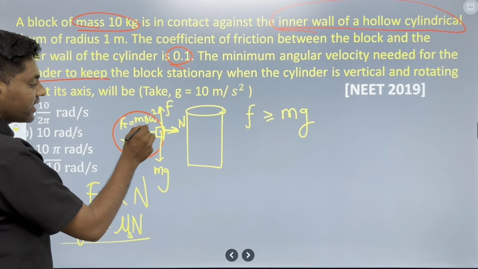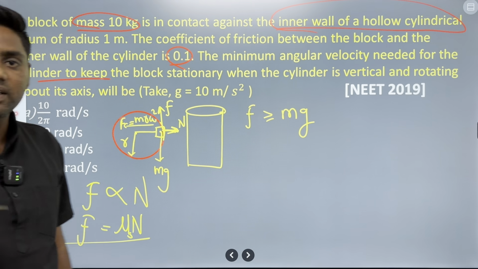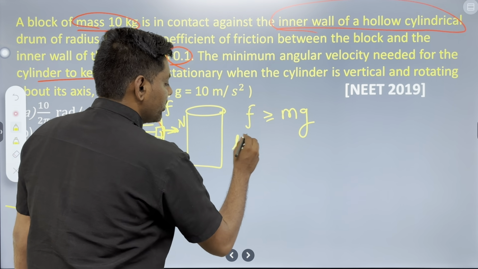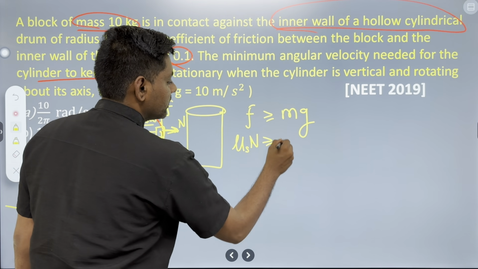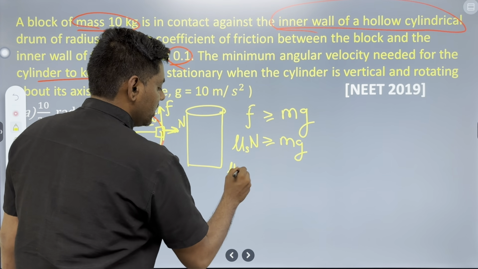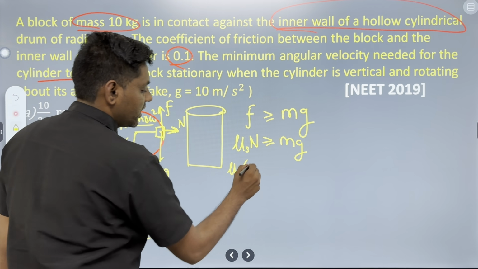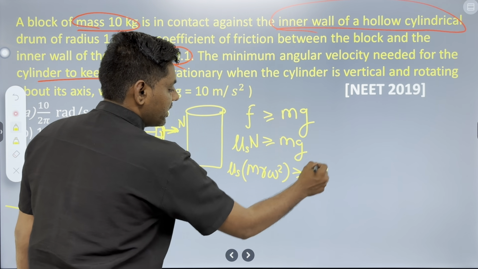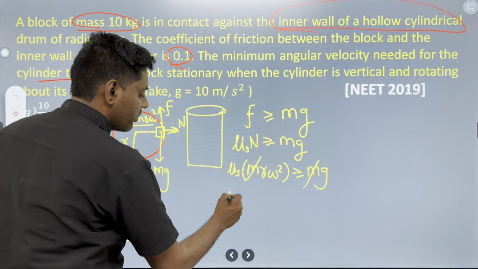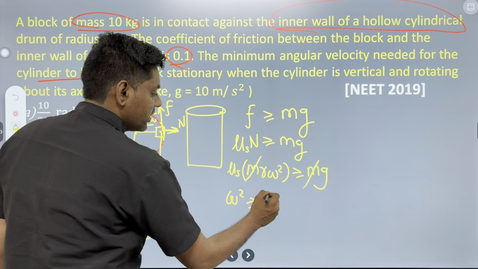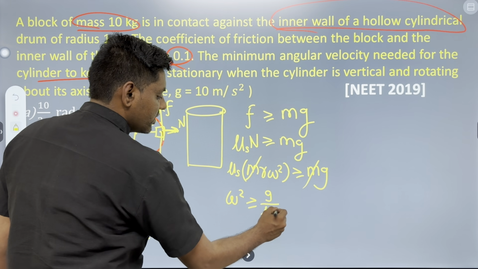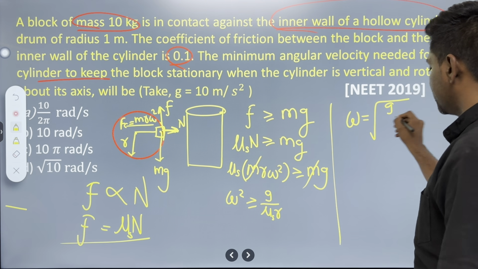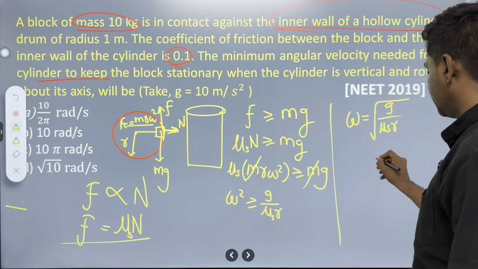What will the normal reaction be exactly? m r omega square, that is the centripetal force. So the frictional force is mu s multiplied by the normal reaction, and the normal reaction provides the centripetal force, m r omega square. Setting mu s m r omega square equal to mg, m cancels on both sides. To calculate omega square, it becomes g divided by mu s into r. Therefore omega is the square root of g divided by mu s into r.